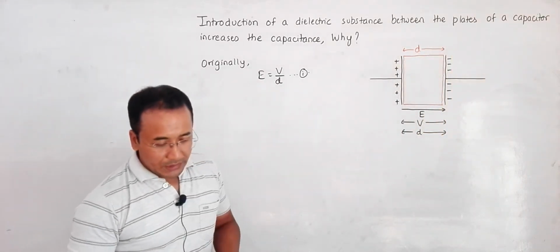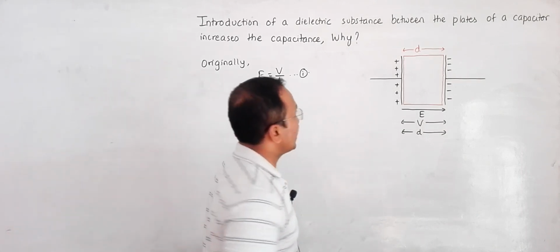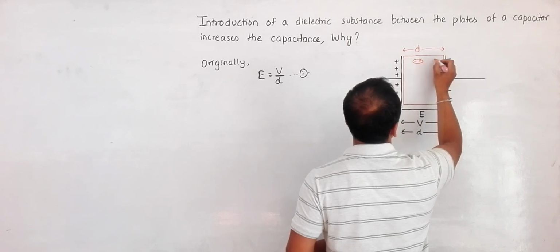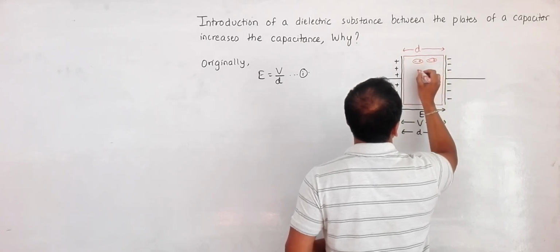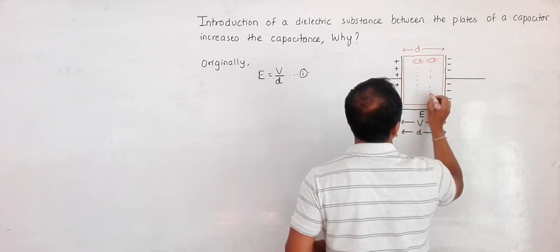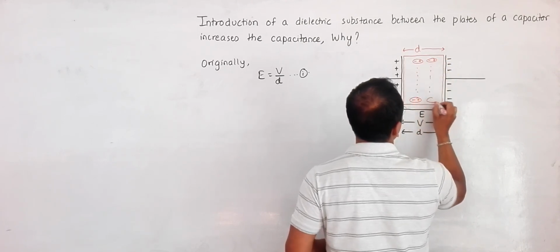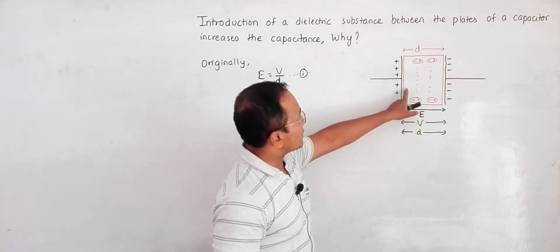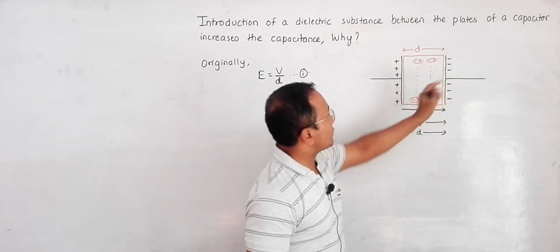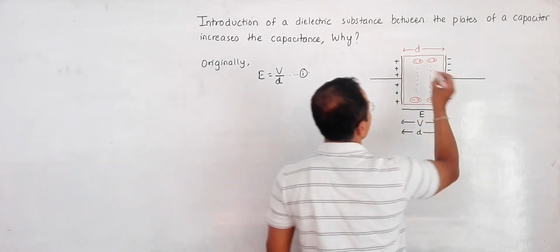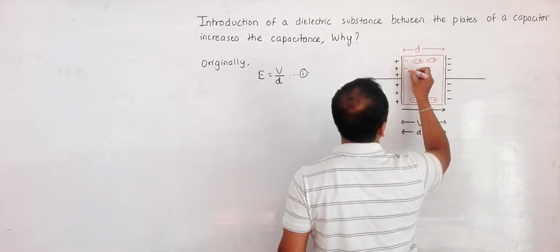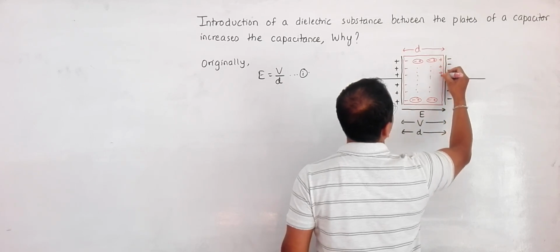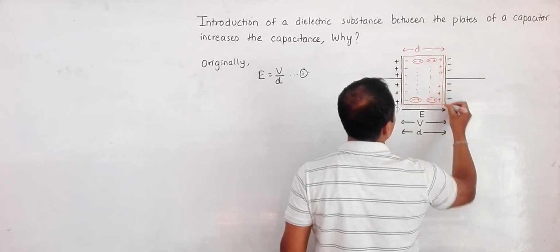And when we do so, its molecules get polarized, and they become somewhat like this. This is minus plus, this is minus plus, and it goes on and on till minus plus and minus plus. So that means this end of the dielectric substance will be negatively charged and this end will be positively charged. So let me write minus, minus, minus, minus, minus, minus, and plus, plus, plus, plus, plus, plus.